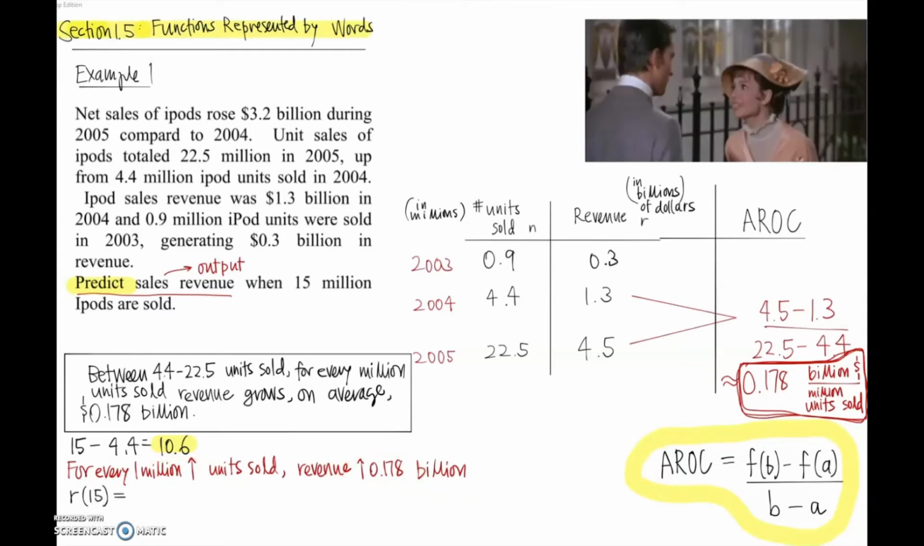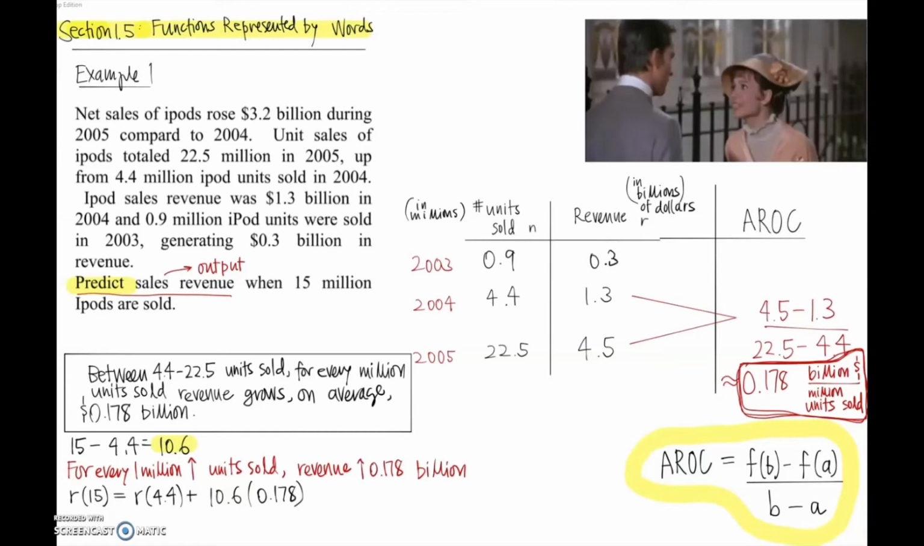Now I'm going to write this using function notation. They've asked us for the revenue when 15 million units are sold. And so we've decided to use average rate of change and say that the best prediction for the revenue when 15 million units are sold will be the revenue when 4.4 million units are sold, plus this 10.6, so climbing up to 15, times how much it grows on average for every million units that we sell, which is 0.178.